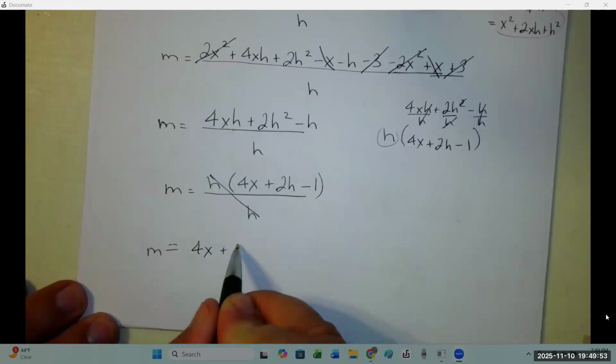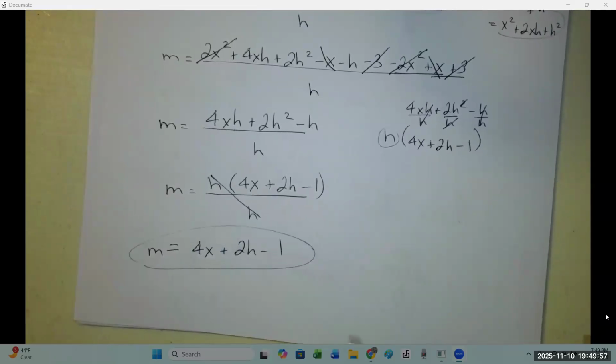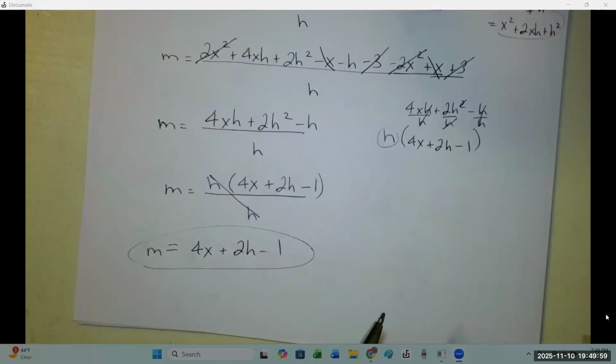Now my slope of the line tangent at any x value is that. That's my slope anywhere on the curve.